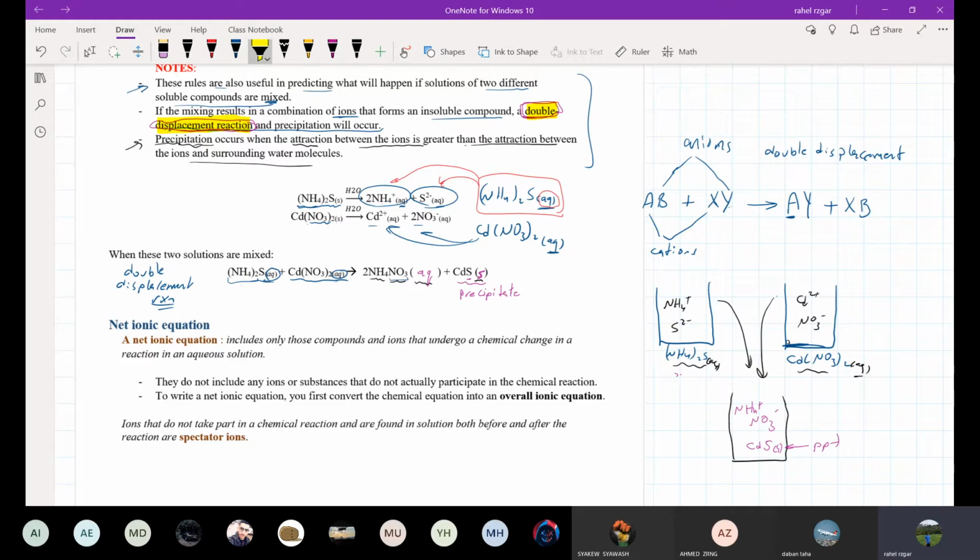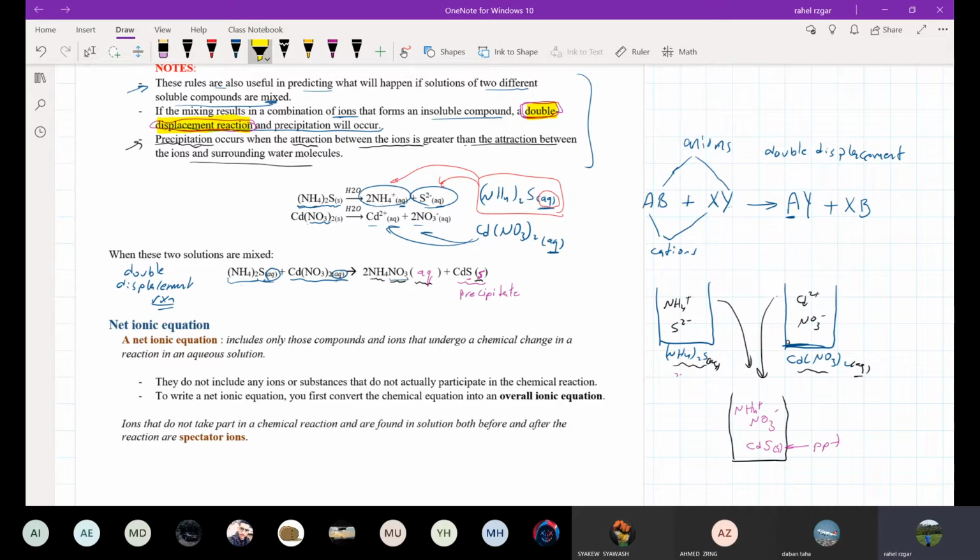How is that possible? Two soluble solutions. Whenever we say solution, it means it is soluble. Two soluble solutions, two soluble compounds. We mix them together. Two soluble ionic compounds. We mix them together. And we will see if a precipitate occurs or not. How do we know? First, we have the two solutions. We have the two ionic compounds. We change places for a possibility to see if it works or not.